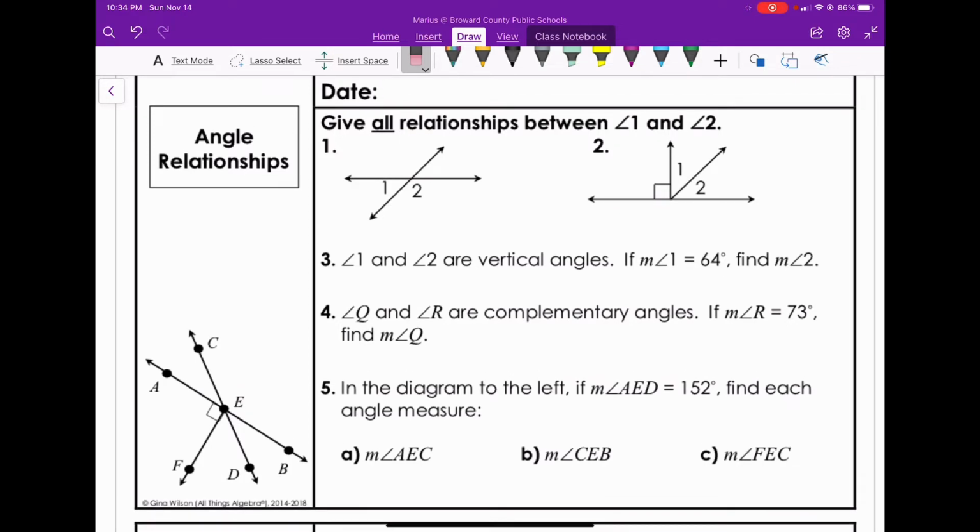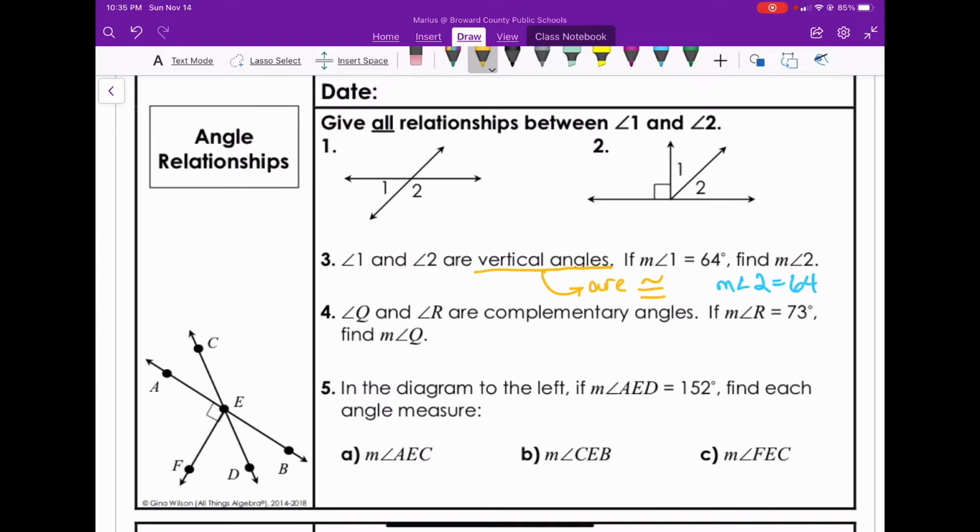Number 3 says angle 1 and angle 2 are vertical angles. If angle 1 is 64 degrees, then angle 2 is 64 degrees. The measure of angle 2 is equal to 64 degrees. The reason is that vertical angles are congruent. That's what that symbol means, congruent. And congruent means equal to or same as.